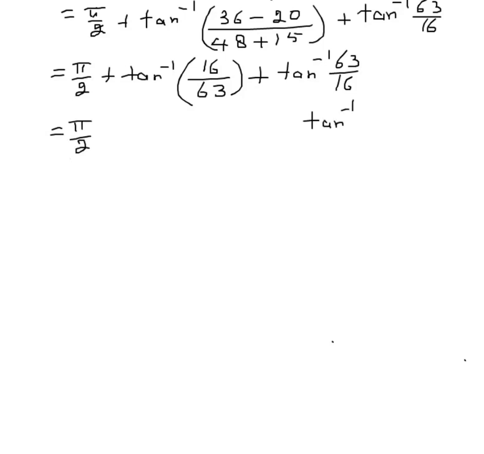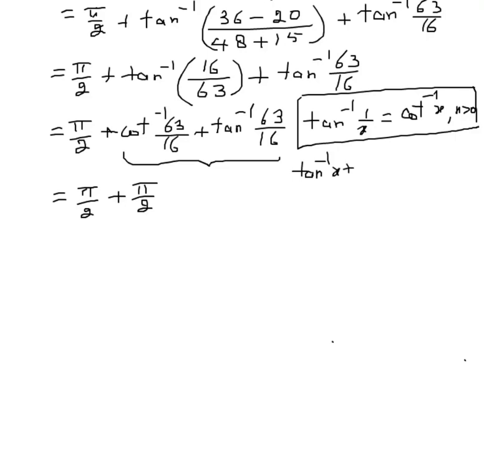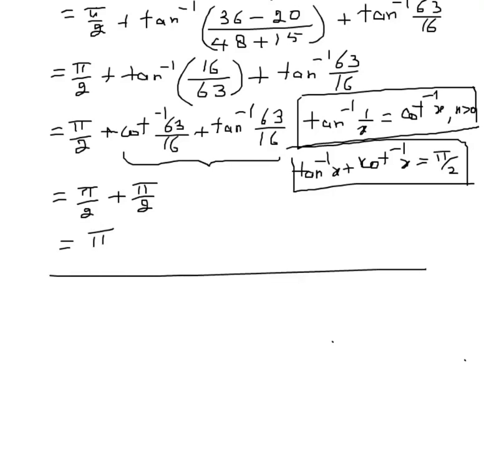Now I can write tan inverse of 1 by x as cot inverse of x when x is positive. This becomes cot inverse of the reciprocal, and plus tan inverse of 63 by 16. And cot inverse of 63 by 16 plus tan inverse of 63 by 16 is pi by 2. By this formula, tan inverse of x plus cot inverse of x is equal to pi by 2. Therefore, the answer is pi. So many methods are there to do this question. You can follow the textbook method also.